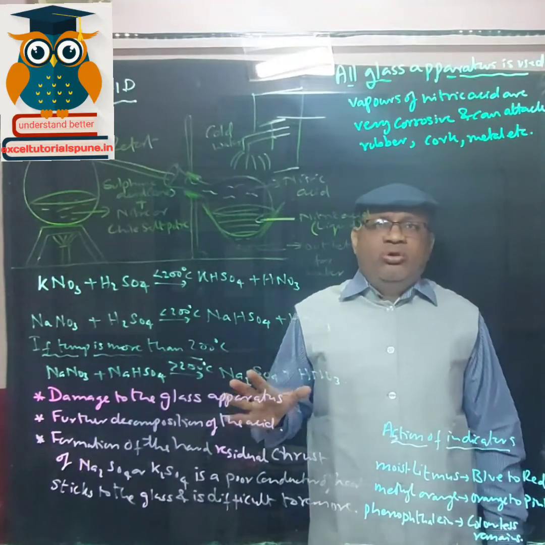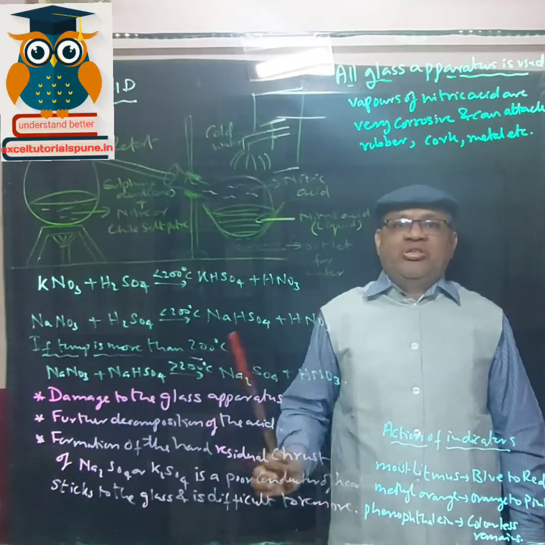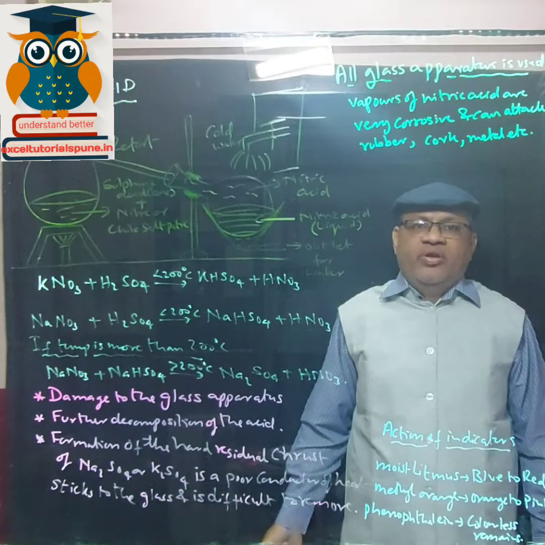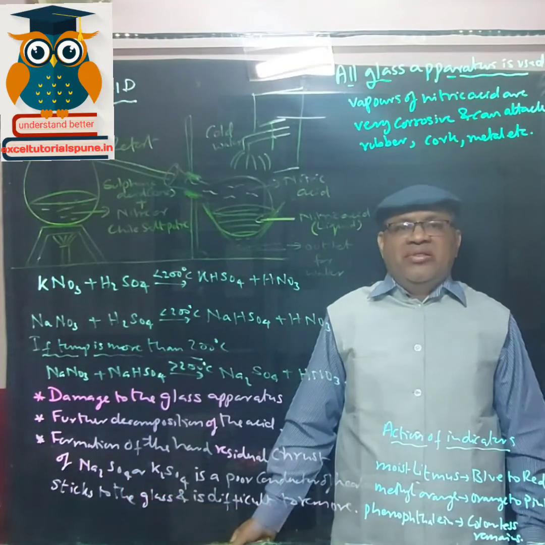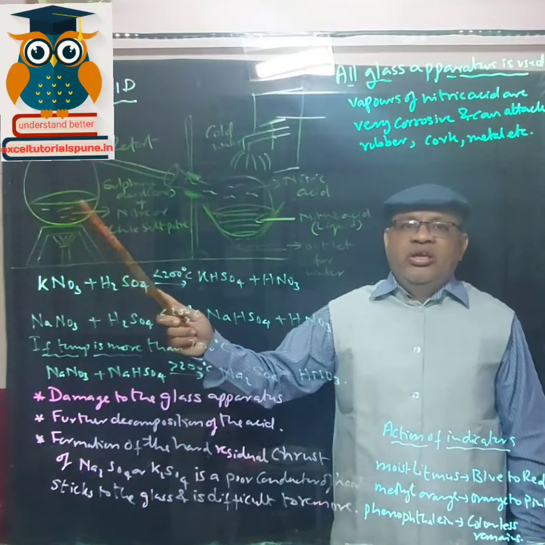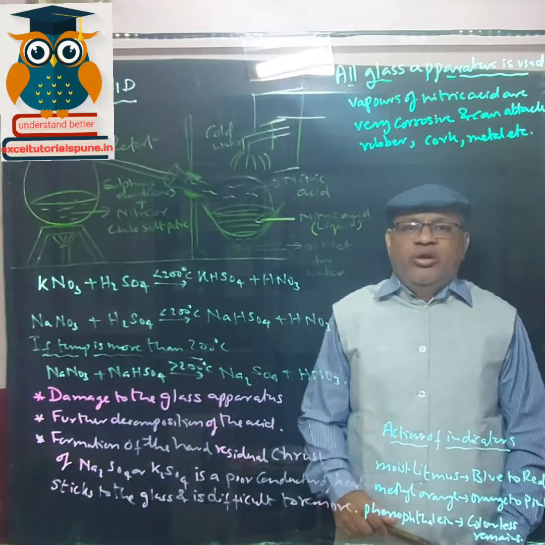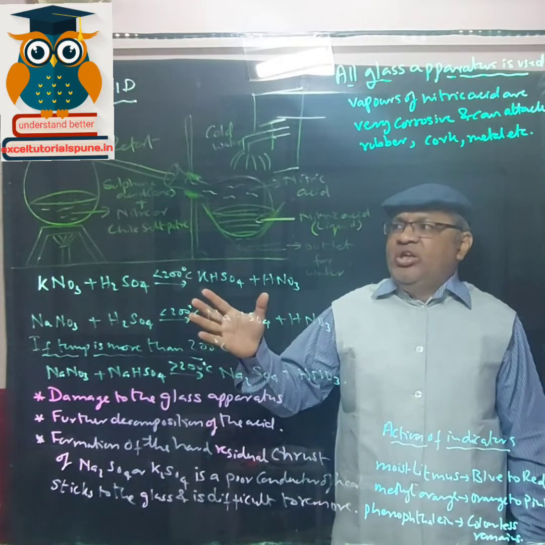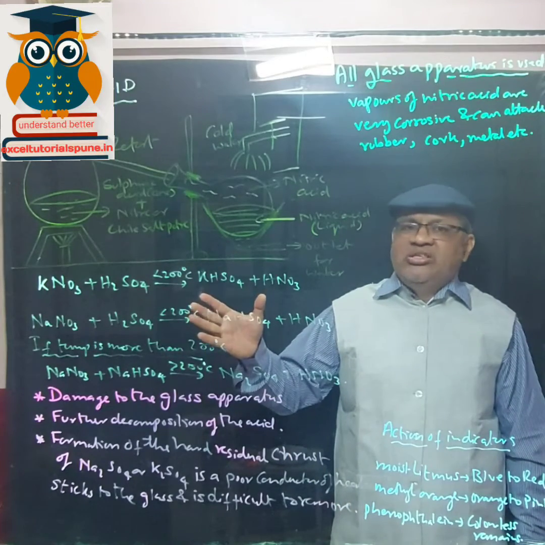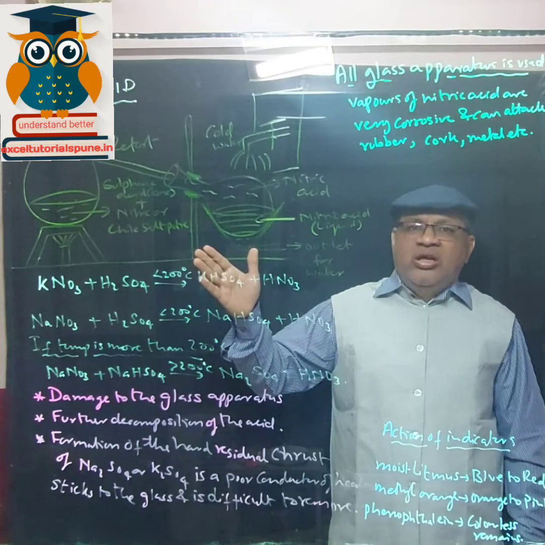Okay, so all glass apparatus is used. This is all glass apparatus because nitric acid is highly corrosive. It reacts with almost anything except glass. And the temperature has to be less than 200 degrees Celsius. Why does the temperature have to be less than 200 degrees Celsius? Because if it is more than 200 degrees Celsius, the first thing is that it forms a hard crust.